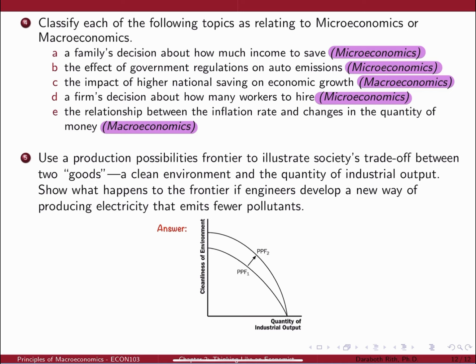However, if there is a technology advancement such that engineers can develop a new way of producing electricity that emits fewer pollutants, we can draw an outward curve from the original PPF. It's an example of PPF expansion or upgrade. And it is a good thing that we have a clean environment while we still keep producing the same level of industrial output.